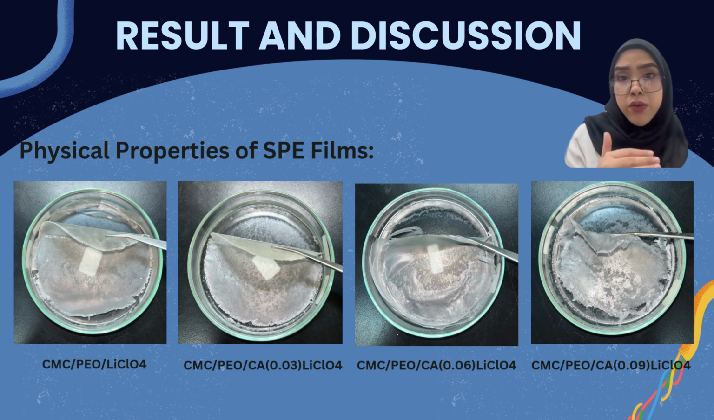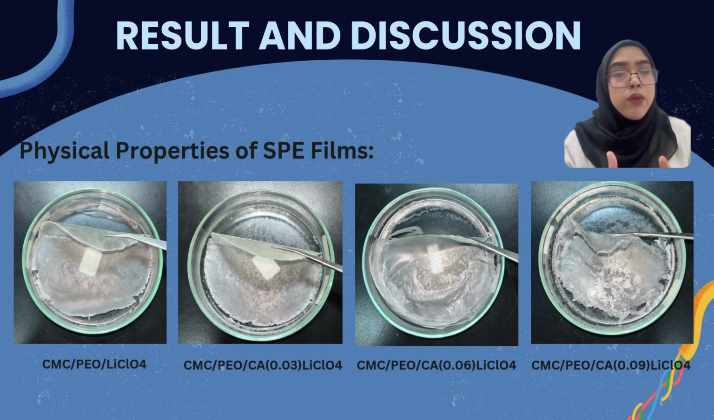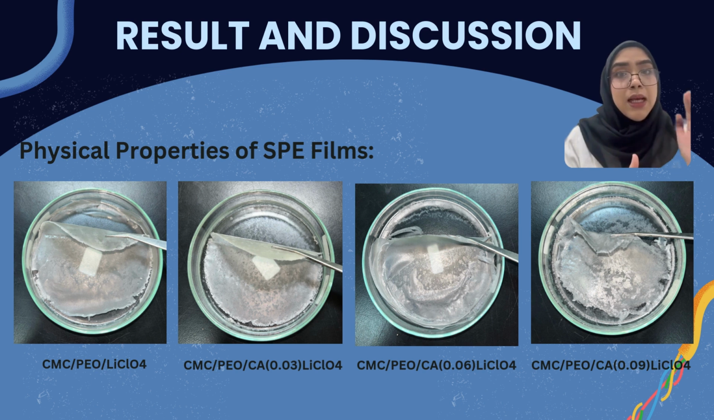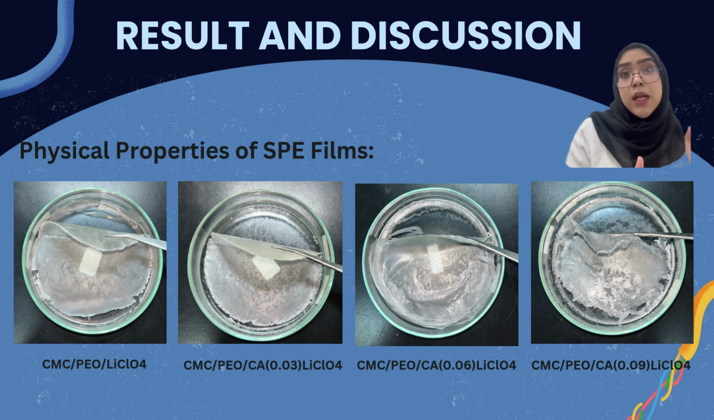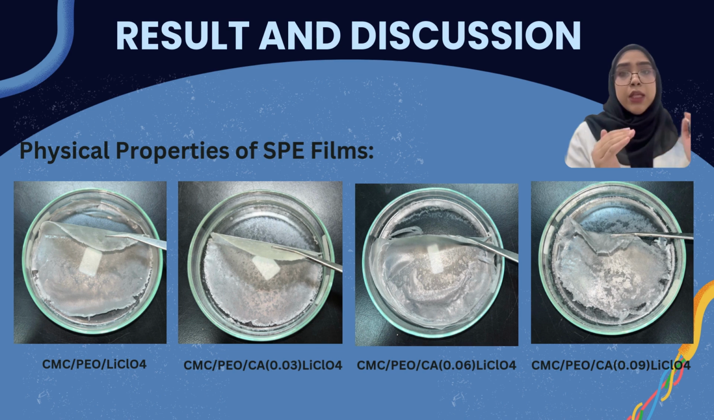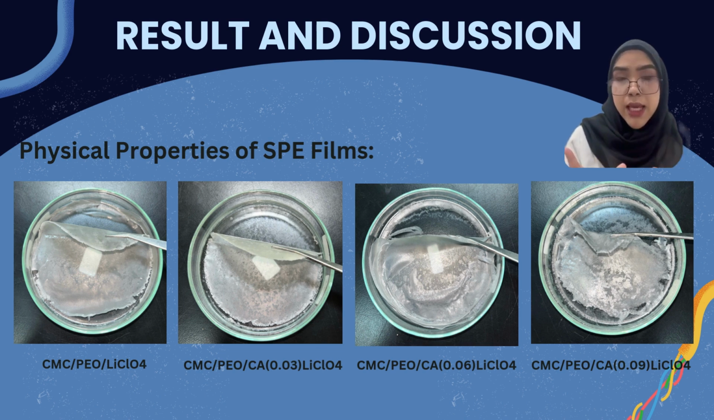But with the addition of citric acid, we can see changes in the physical properties of the film in the presence of citric acid. The properties change from one sample to another as we increase the amount of citric acid. You can see the texture becomes more stretchy and flexible.